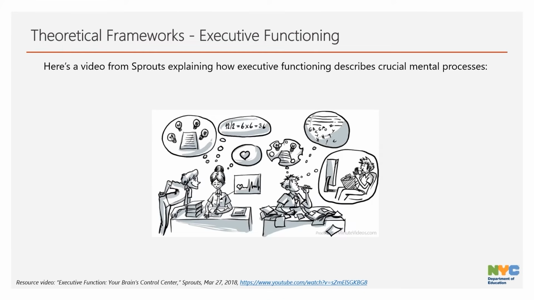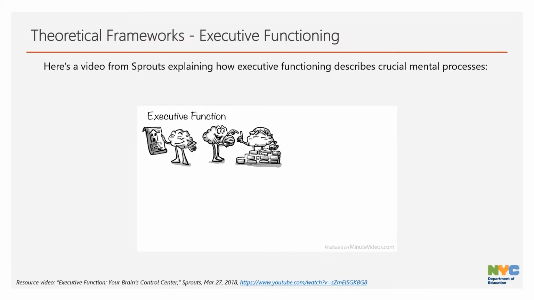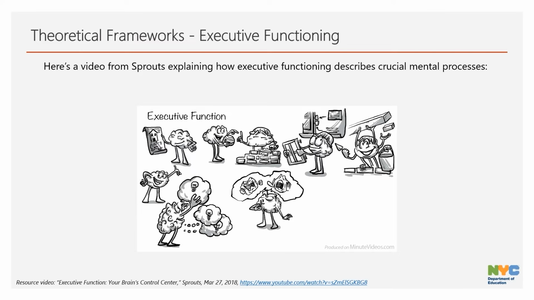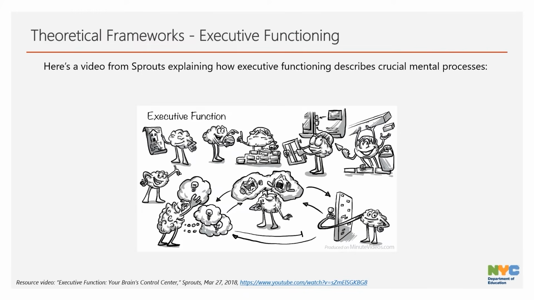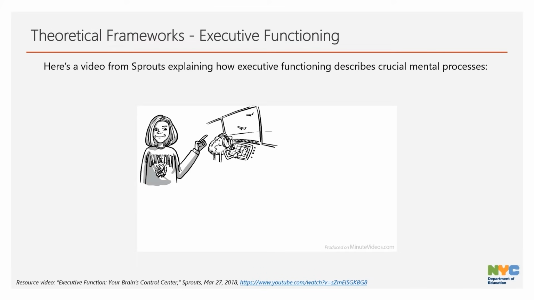Here is a video from the YouTube channel Sprouts explaining how executive functioning describes crucial mental processes. Executive functions are the mental processes that enable us to plan, focus attention, remember instructions, and juggle multiple tasks successfully. We can distinguish between three components: 1. Working memory, 2. Inhibitory control, and 3. Cognitive flexibility. All three are interlinked and influence each other.